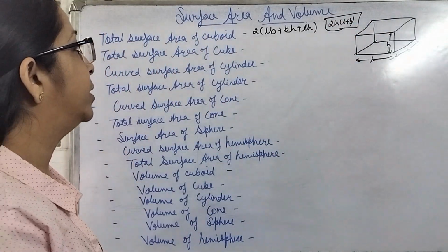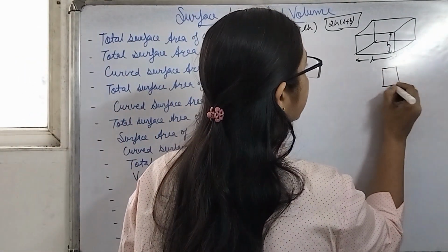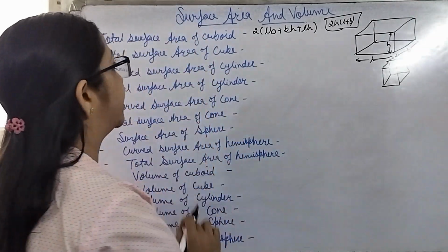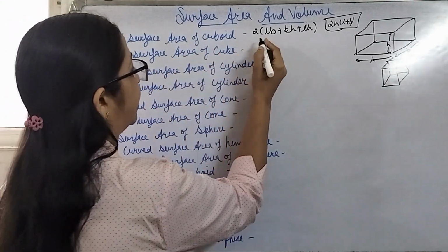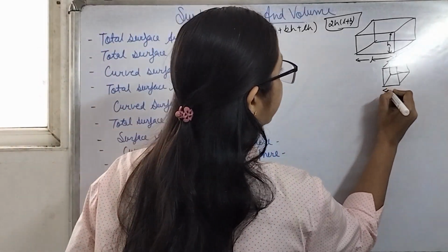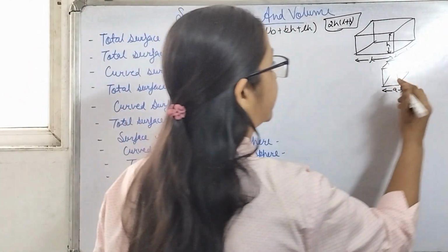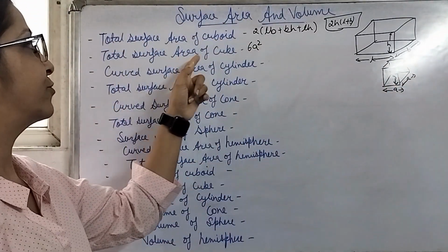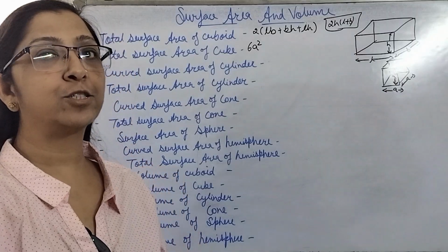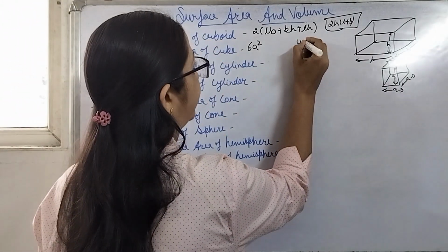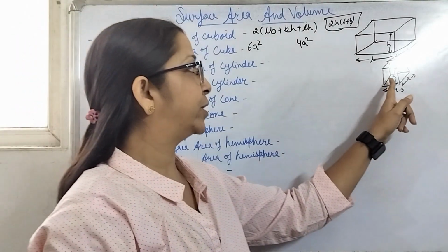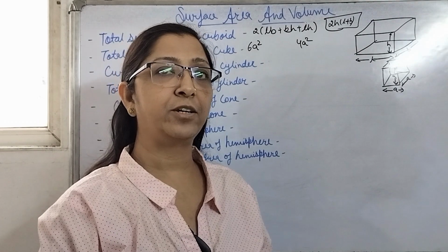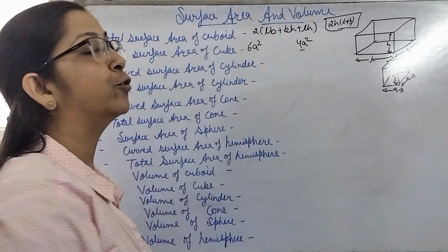Total surface area of cube. A cube is when all the faces are equal, all your length, width and height are equal. The total surface area of a cube is 6a square, where the side of the cube is a, meaning length is a, width is a, and height is a. The lateral surface area of the cube will be 4a square, because we are ignoring the top and the bottommost surfaces and taking only the four surfaces into consideration.